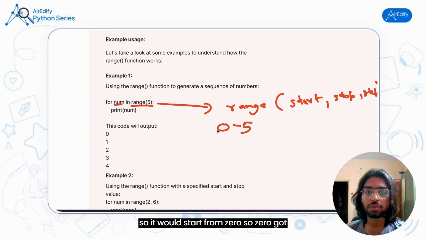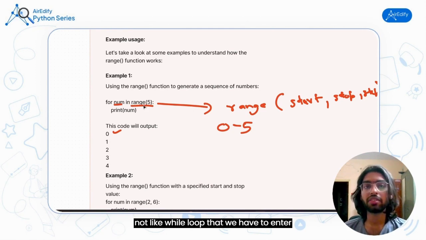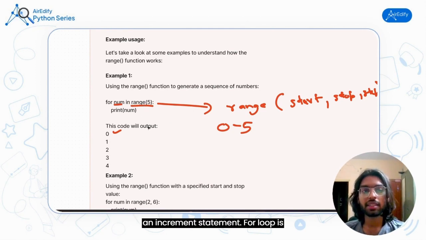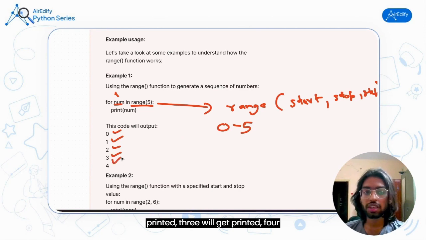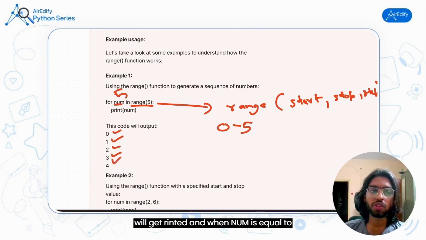So it would start from 0. So 0 got printed. Then it will self increment. It's not like a while loop where we have to enter an increment statement. For loop is special that way. It gets self incremented. After printing 0, the num will self increment to 1. Then, as it is in range 0 to 5, 1 will get printed, 2 will get printed, 3 will get printed, 4 will get printed. And when num is equal to 5, this is the last value, meaning the stopping value. It won't print 5 and it will stop there.